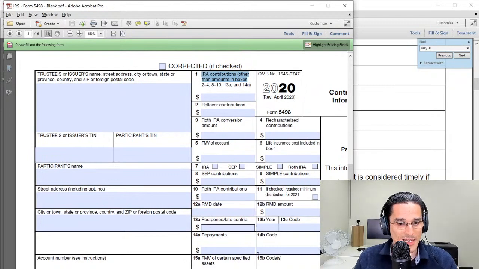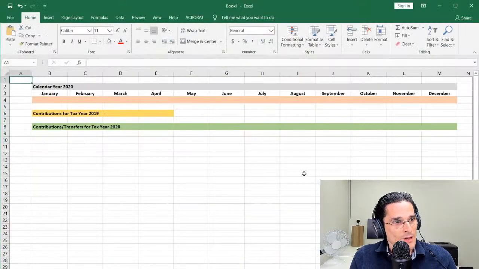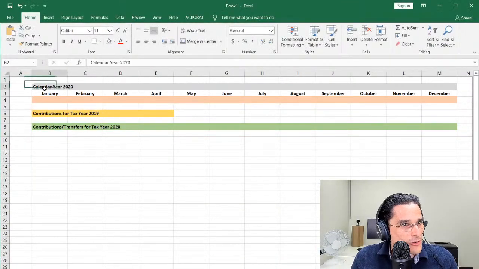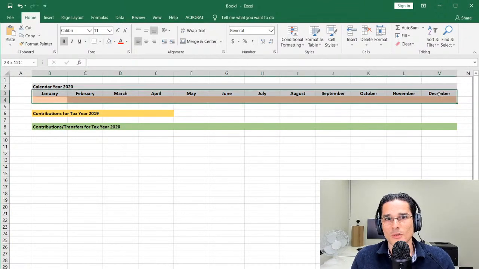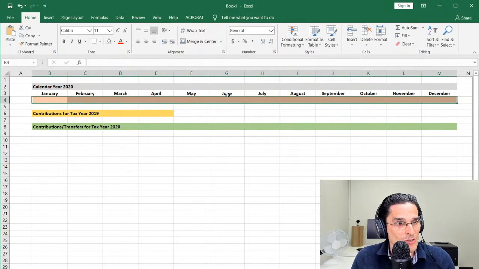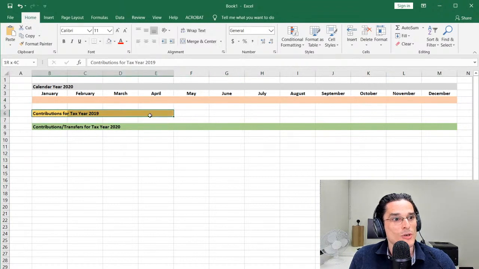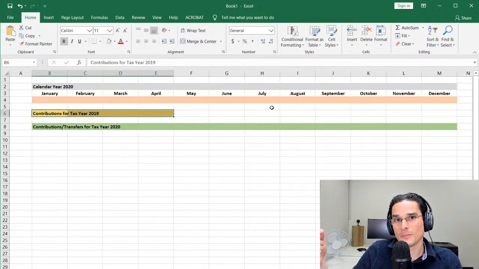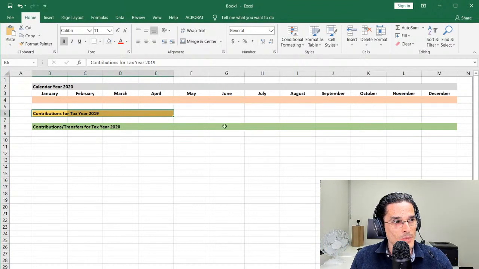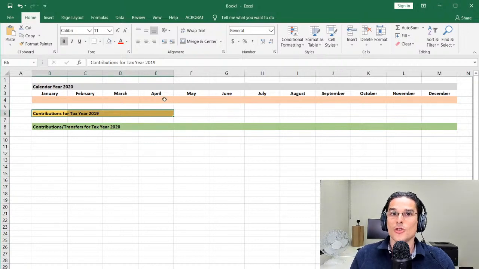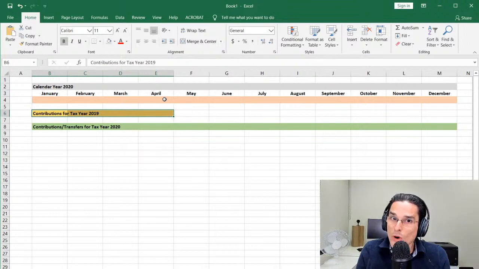Here's an important thing to take into account about 5498, and this is particularly confusing to a lot of people. I made this little diagram here, and you can see that this is calendar year 2020. So we have January, February, all the way till December. Right now it's June 15th, so we're right here. Now, in terms of contributions for tax year 2019, we know that we have until the original deadline of the tax return to make that contribution. So from January till April, you could still make contributions for tax year 2019 here in 2020.